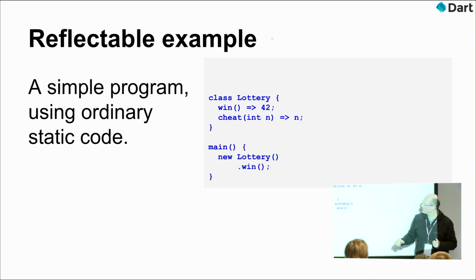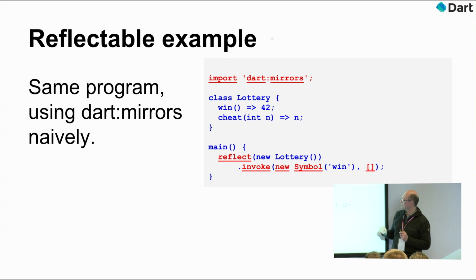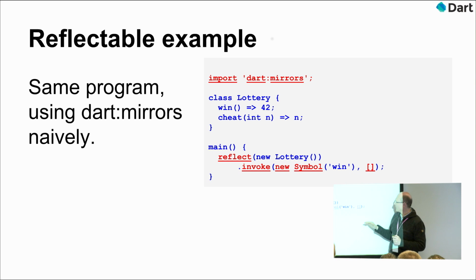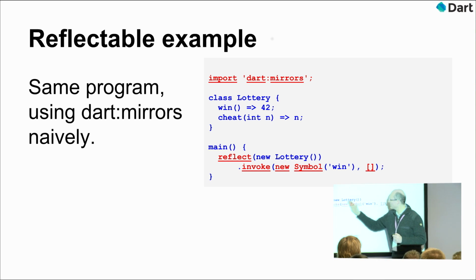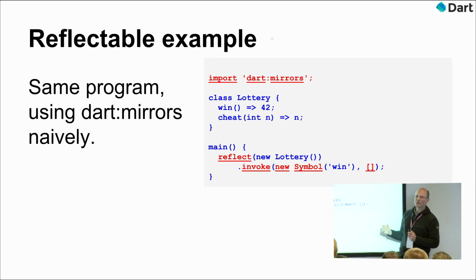So what happens if we take this static program and make it reflective using dart mirrors and no special precautions? Well, it's just the extension that you've seen before. We get the same expression down here that you've seen several times. So let's just note that you can do this. If you want to be more careful, you can add this MirrorsUsed annotation.